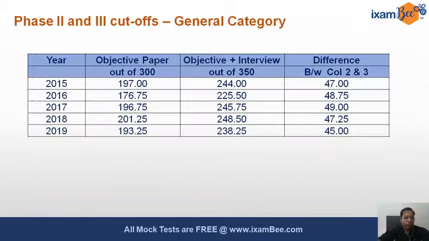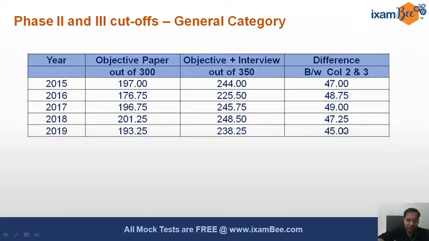Yes, the Phase 2 and Phase 3 cutoffs. You can see year-wise Phase 2 and Phase 3 cutoffs, where Phase 3 includes the interview as well. 2015 was 197 to 44 and so on. However, the point to be noted is the difference between columns 2 and 3, that is the minimum you have to score in case you are at the bottom line in marks allotted in Phase 2. You have to score 47 to make it to the final list in 2015, 48.75 in 2016, 49 out of 50 in 2017, 47.25 in 2018, and in 2019 it was 45 marks.